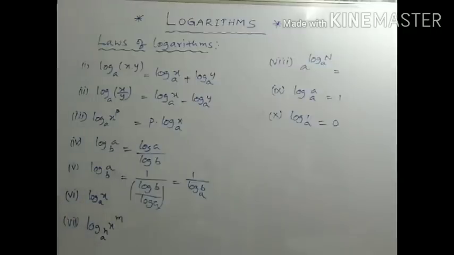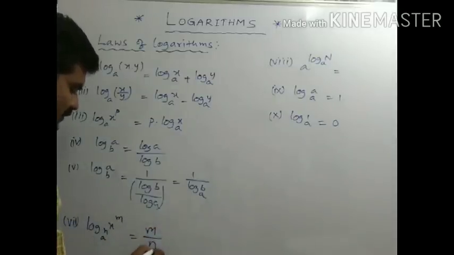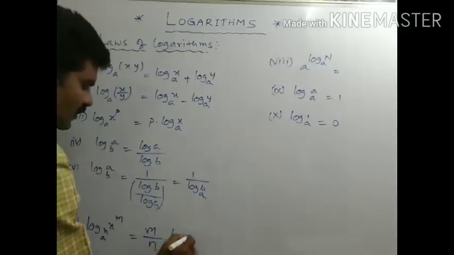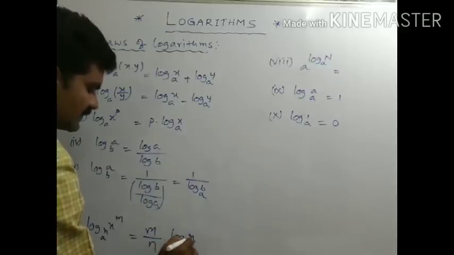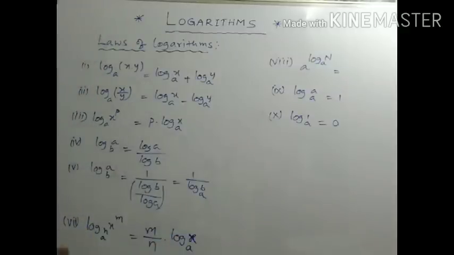Sixth one is about log x to the base a. Let me write it at last. Now look at the seventh one. What is it? Log x to the power of m to the base a to the power of n. So both powers are here, the power of the number and the power of the base, m and n. Both come out, that we can write as m by n into log x to the base a.